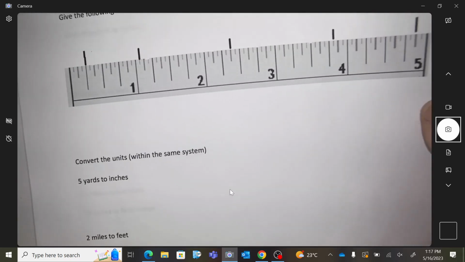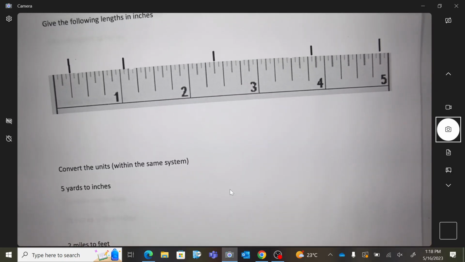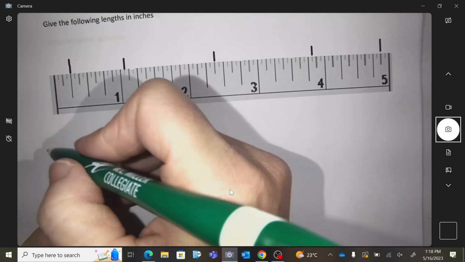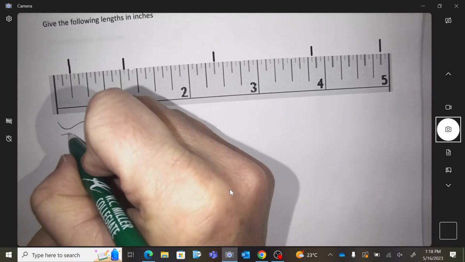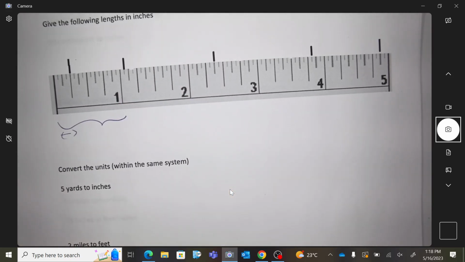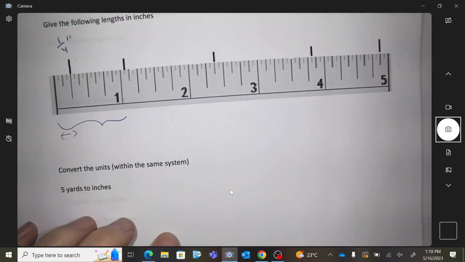Okay, inches. So we need to understand that we have the little tiny ticks move in 16ths. Then we have the medium, which can move in 8ths. And then the larger ones move in quarters. So this one, do you see if this is 1 inch, this would be what compared to a 1 inch? What fraction? Quarter. Quarter of an inch.